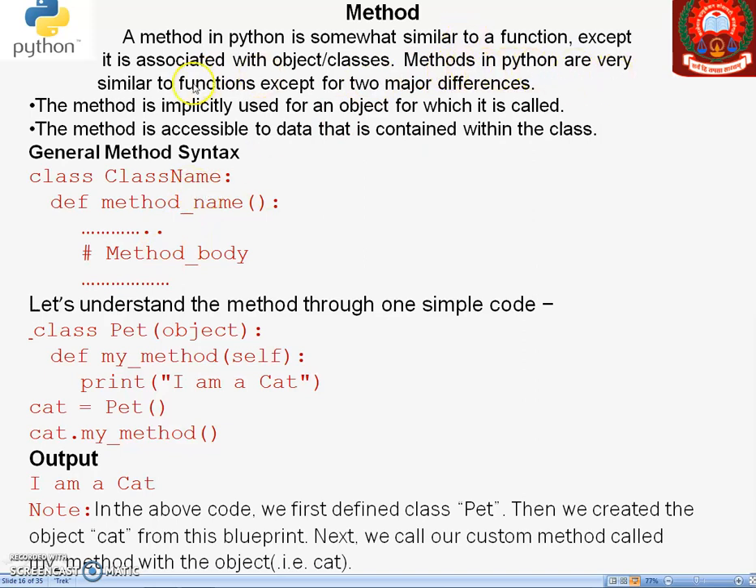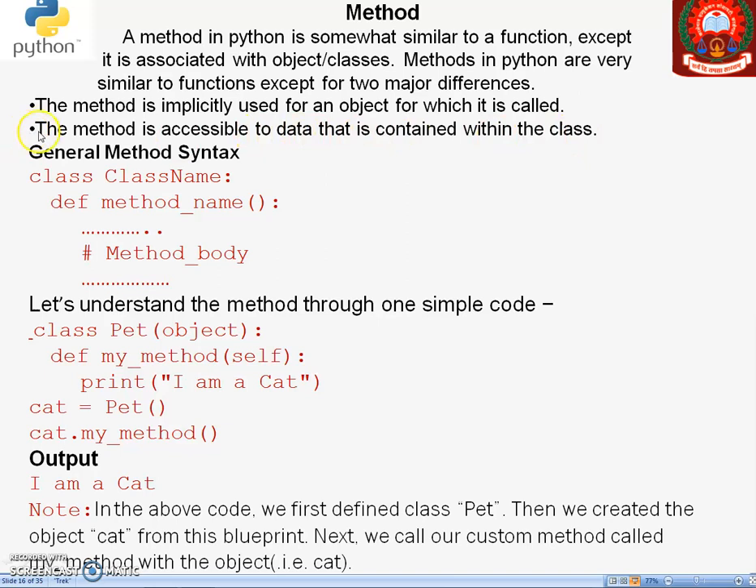Methods in Python are very similar to functions, except two major differences. In the exam or during the viva they may ask, what is the difference between function and method. So you must remember these two points. The method is implicitly used for an object for which it is called. This word is important. Implicit and explicit: this means these methods are inbuilt and they are implicitly used. The method is accessible to data that is contained within the class.